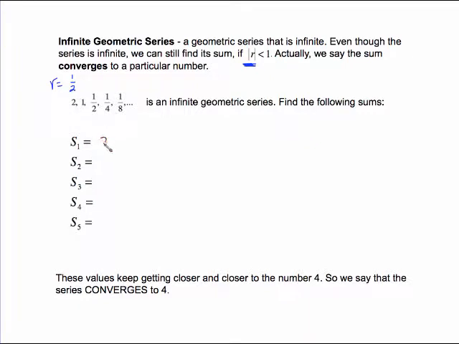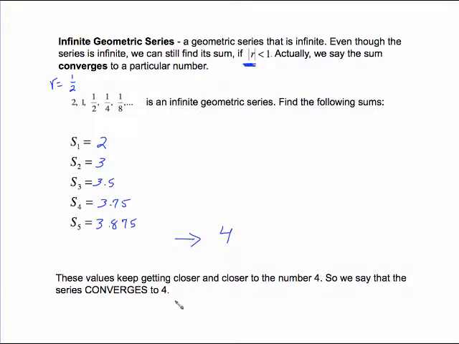S sub 1 is 2. S sub 2 means add up the first two: 2 plus 1 is 3. S sub 3 says add up the first three terms, which is 3.5. S sub 4, add up the first four terms, and that is 3.75. And S sub 5 says add up the first five terms, which is 3.875. Do you notice that these numbers are approaching 4? The sum of this infinite series approaches 4.